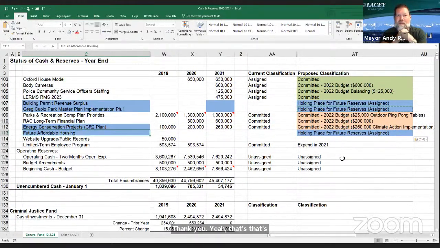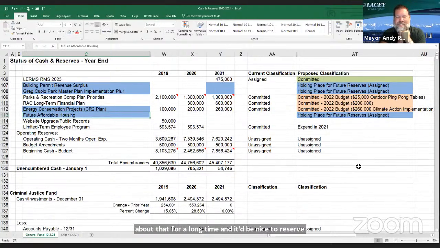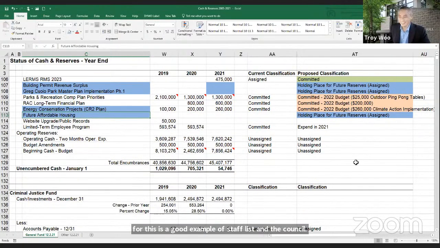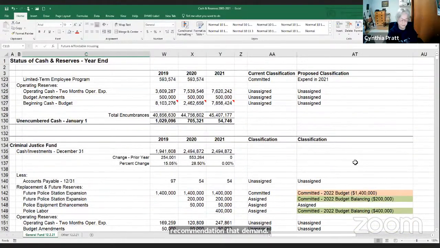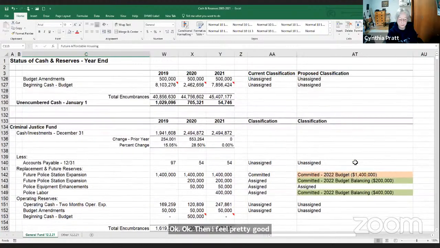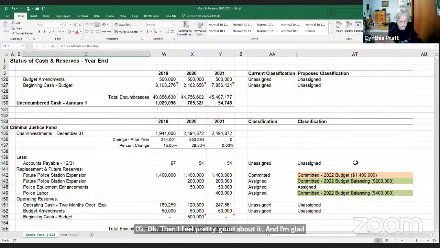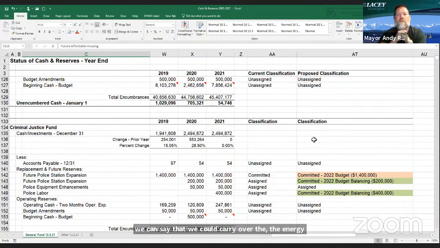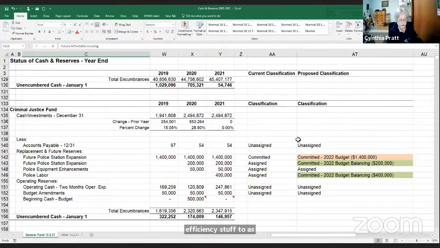That's smart. We've been talking about that for a long time, and it'd be nice to commit some reserve for that. This is a good example of staff listening to council. That's a good recommendation, Deputy Mayor. Thanks. Okay. Then I feel pretty good about it. And I'm glad we can say that we could carry over the energy efficiency stuff too, even though we don't know what we'll do for 2023, but still. Yeah, I agree.